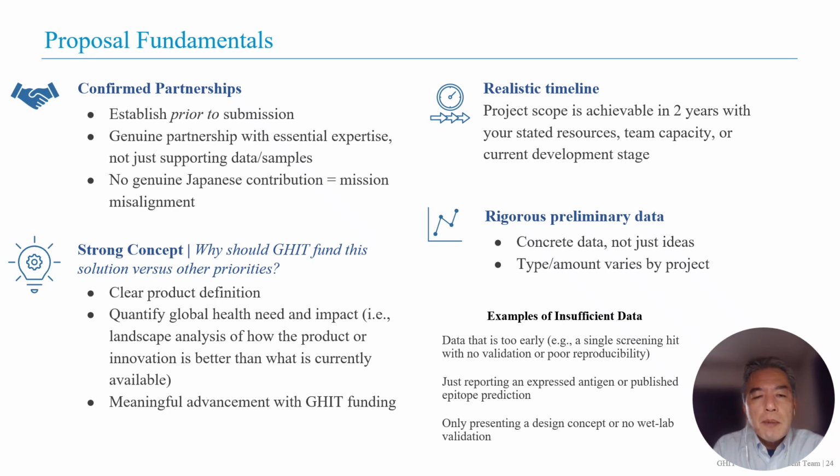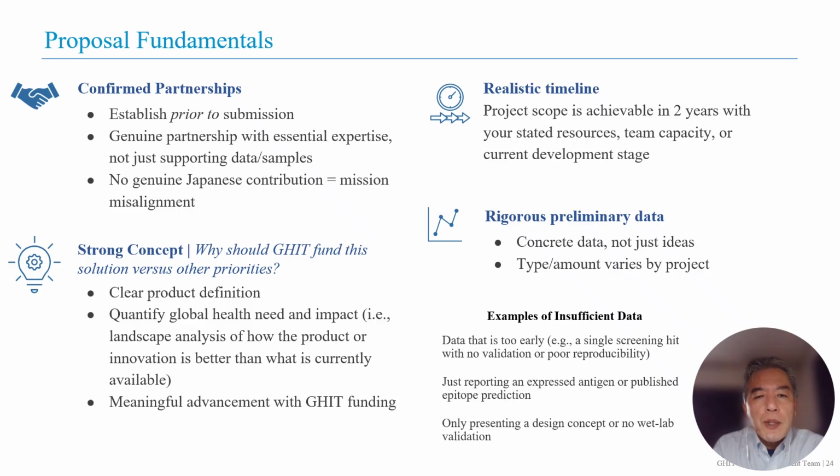First is the partnership. As explained in the eligibility part of this webinar, GHIT supports genuine collaborations where the Japanese organization contributes essential expertise or technology. GHIT exists to leverage Japanese innovation for global health. Without a meaningful Japanese scientific contribution, the project does not align with our mission. If you are having difficulty identifying the partner, we recommend reviewing a past funded project on our website.